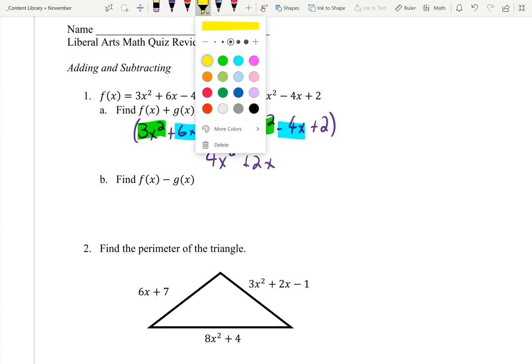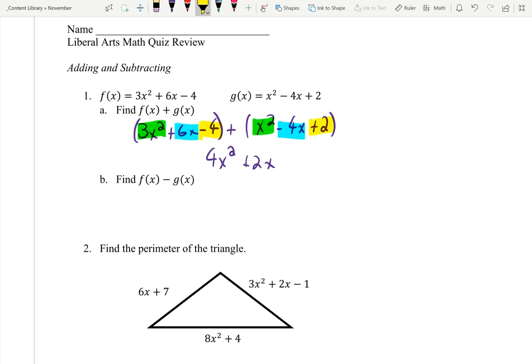We have one more to stick together. We have negative 4 and the positive 2. Negative 4 plus 2 here is going to be negative 2, so finish this off with minus 2. And that is our answer for the adding portion.